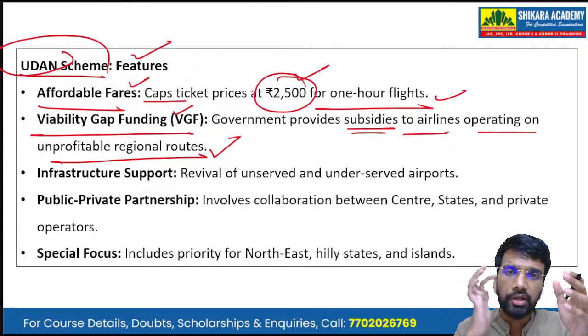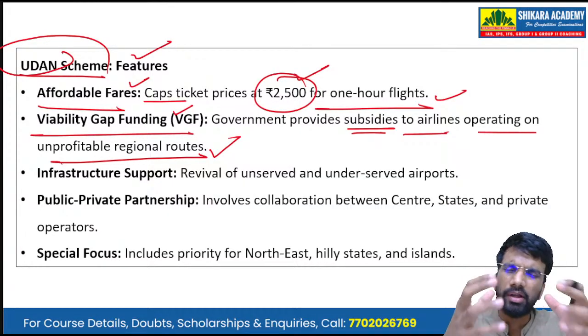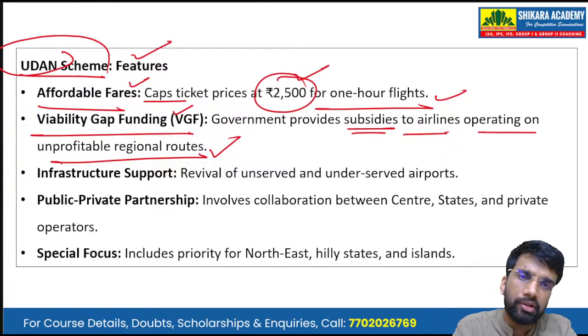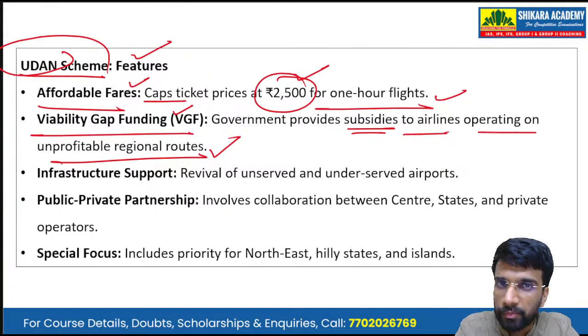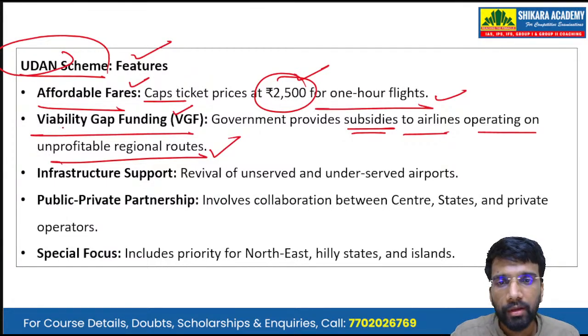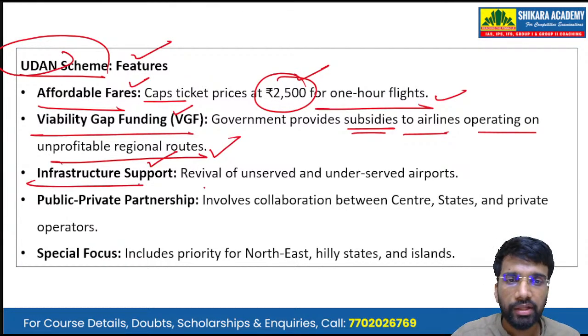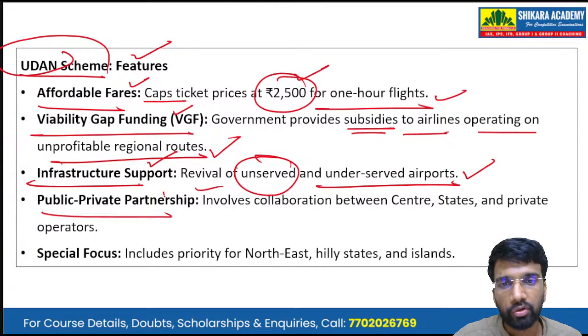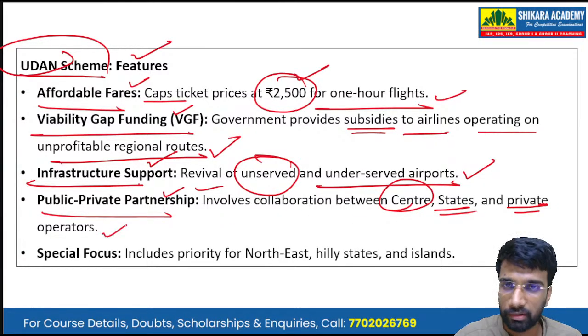So what happens is in tier 2, tier 3 cities, in regional connectivity, there is not much demand in such areas. If there is not much demand, it is very difficult for the airlines to generate profit on such routes. So even though these routes are unprofitable, the government is providing subsidies to fulfill that gap. Third is infrastructure support. That is the revival of unserved or underserved airports in the country. Fourth is public-private partnerships. It involves collaboration between the center, states, and private operators.